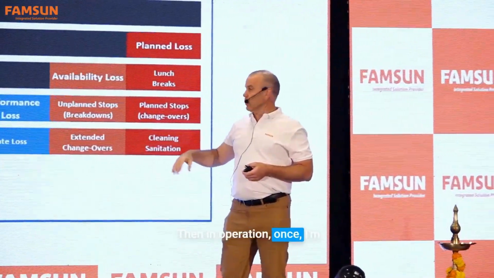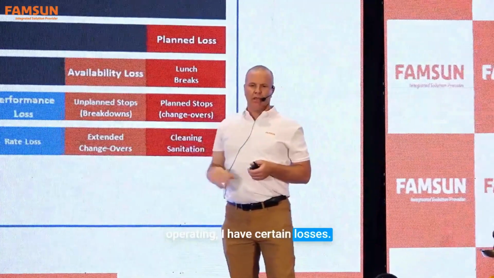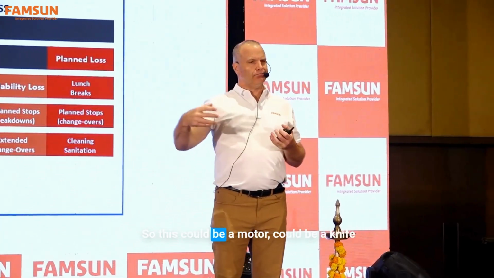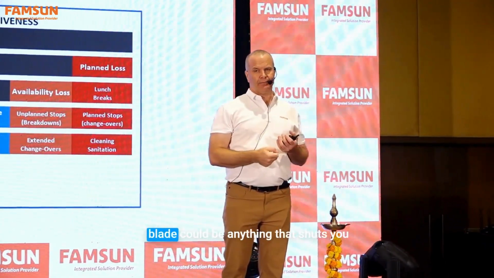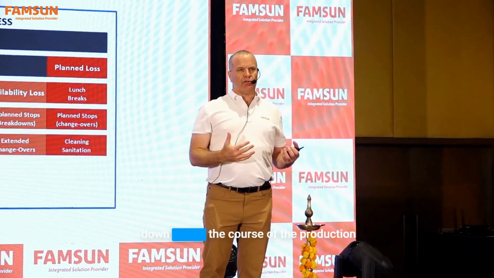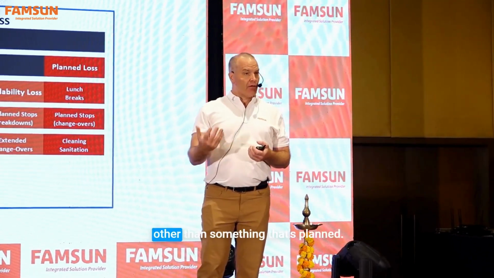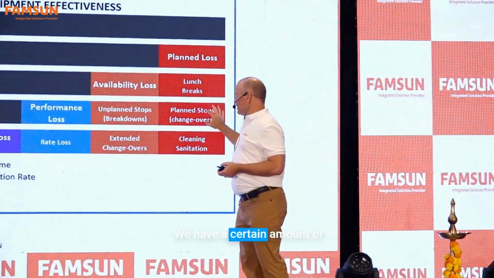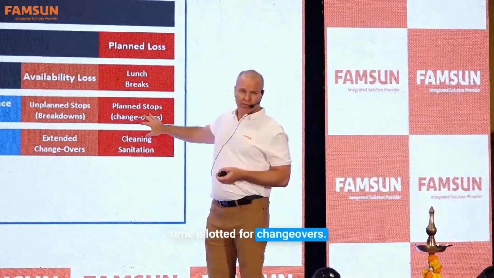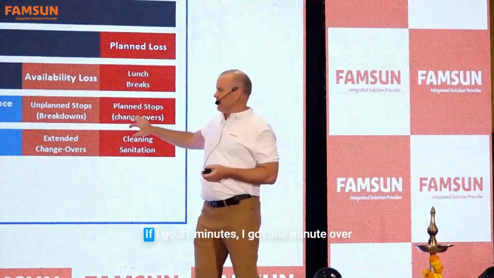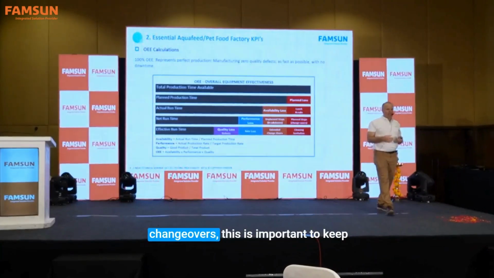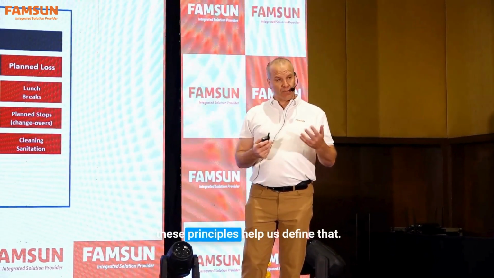Then in operation, once I'm operating, I have certain losses. Those losses could be unplanned stops. So this could be a motor, could be a knife blade, could be anything that shuts you down during the course of the production other than something that's planned. It could also be extended changeovers. We have a certain amount of time allotted for changeovers. Say it's 30 minutes. If I go 31 minutes, I got 1 minute over here in unplanned downtime due to changeovers. This is important to keep track of. And the OEE really, these principles help us define that.